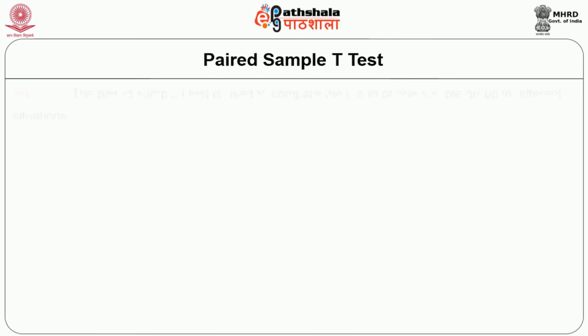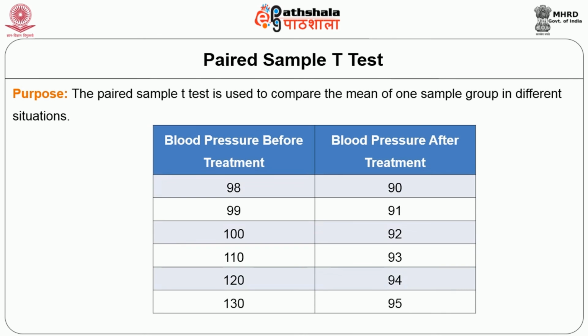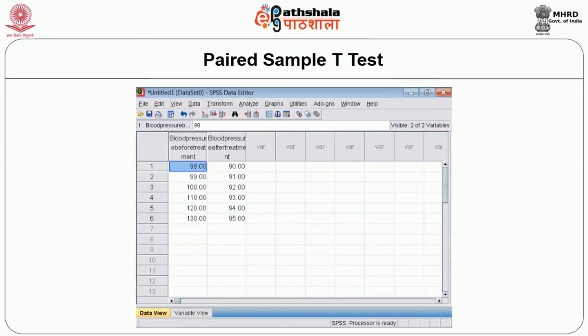Then paired sample t-test. The purpose of the paired sample t-test is to compare the mean of one sample group in different situations. Perform paired sample t-test using SPSS for the following data on blood pressure before treatment and after treatment. The procedure: open the SPSS datasheet, enter the data on blood pressure before treatment and after treatment in separate columns.